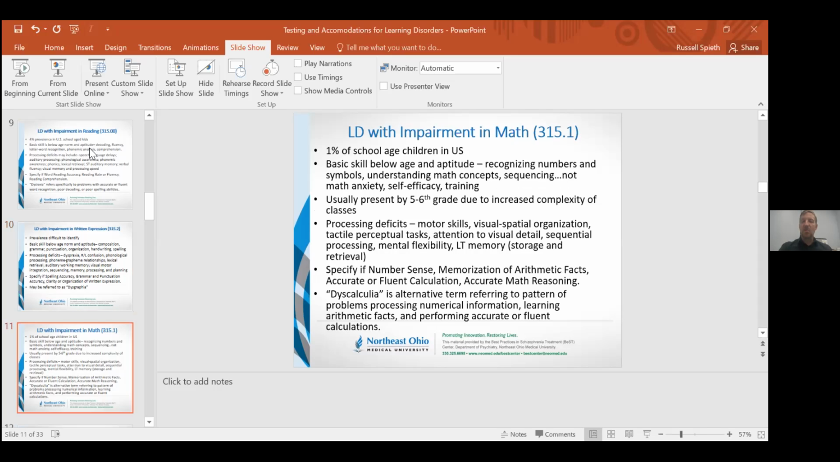And then you have learning disorder with impairment in math. About 1% of school-age children. Many people believe they have a learning disorder when it comes to math. You think about people who say they just can't do math. That's more often a matter of motivation or inadequate educational experience rather than a true disorder of mathematics ability. But nonetheless, many people will believe that they do. And like I mentioned, math impairment often comes up later.